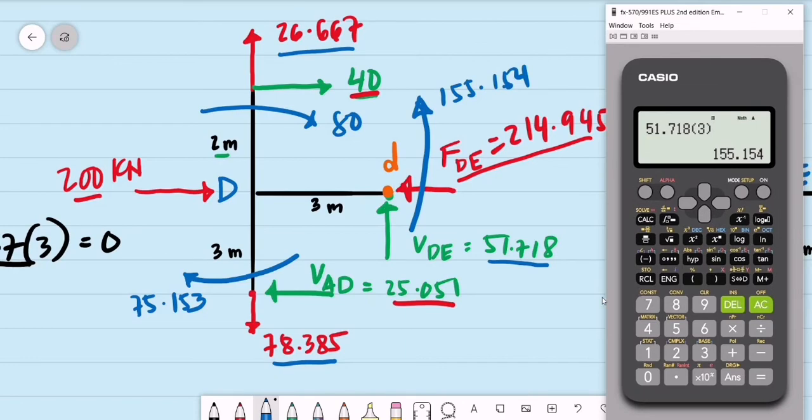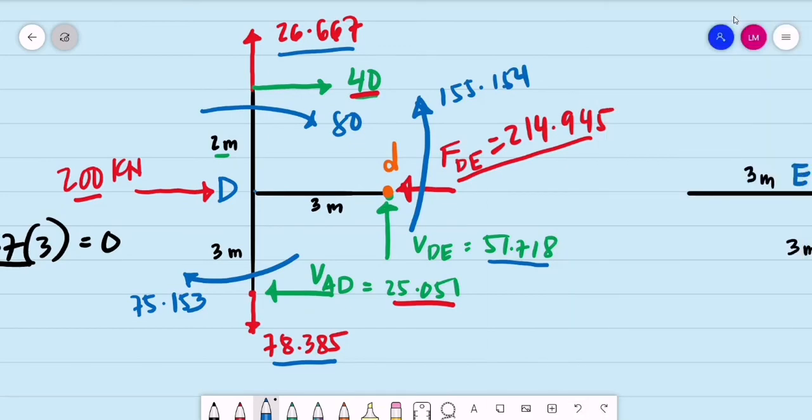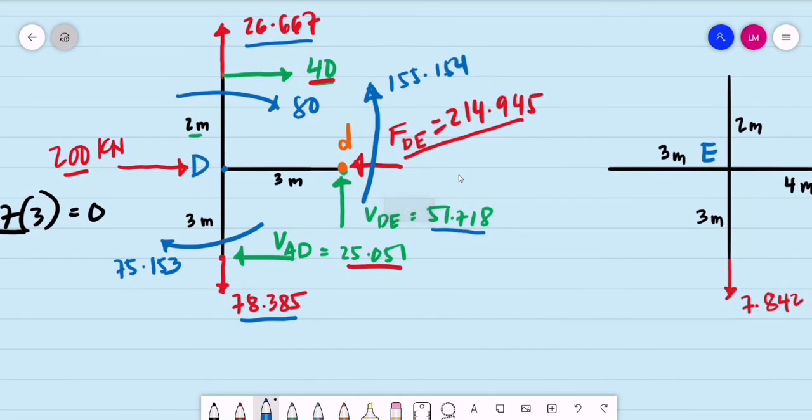So we have two clockwise and one counterclockwise. The two clockwise are the 80 plus the 75.153. The only counterclockwise is the 155.154. And this is equal to negative 1 times 10 to the negative 3, a very small value. So we have equilibrium at joint D. So these are the shear forces, the axial forces, and the moments about joint D. The magnitude of the moment at joint D is 155.154.